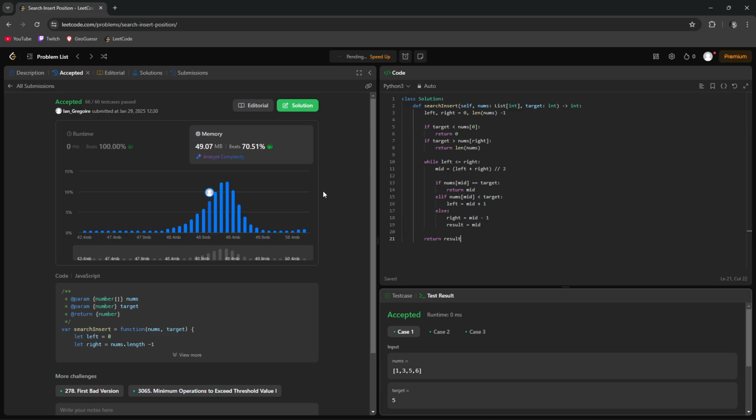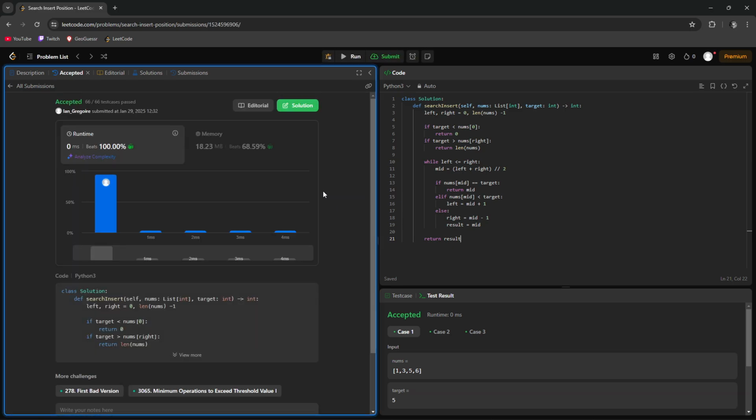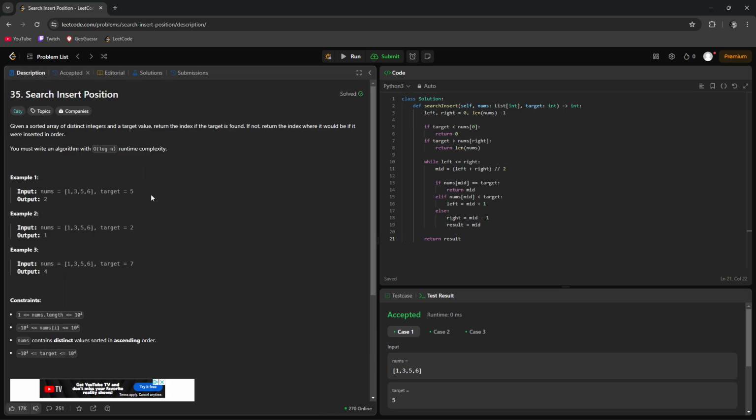Alright, very simple. Search and insert. Well, we're not actually inserting, but return the index if we were to insert it. A lot of binary search recently.